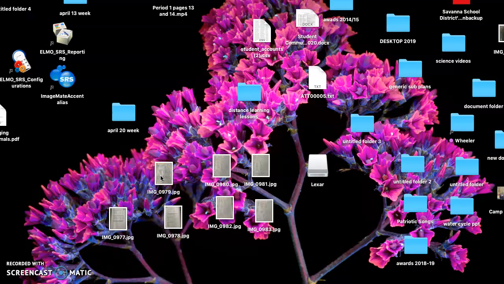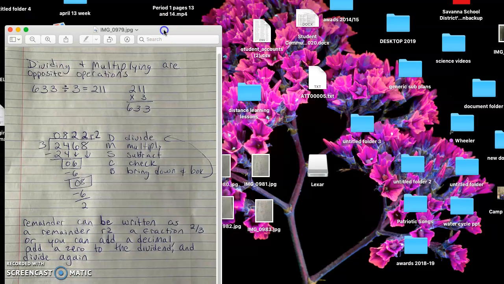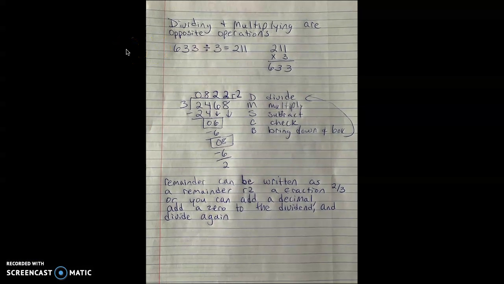Good morning. Today we are going to be talking about long division and how multiplying and dividing are opposite operations. The reason you need to know that is because if you have a sentence that says 633 divided by 3 equals 211 and you want to check to see if that's right, you could do the dividing again, or you can just multiply going backwards.